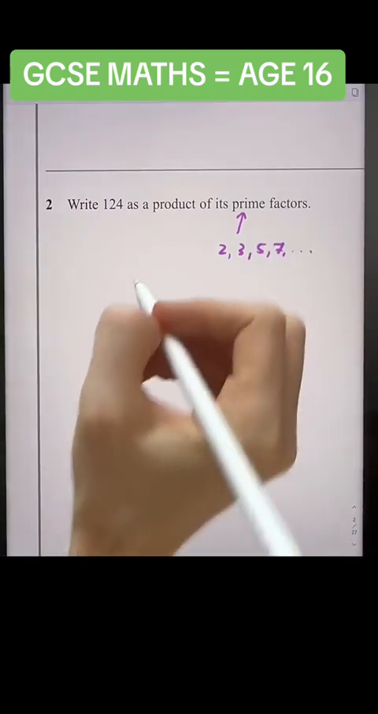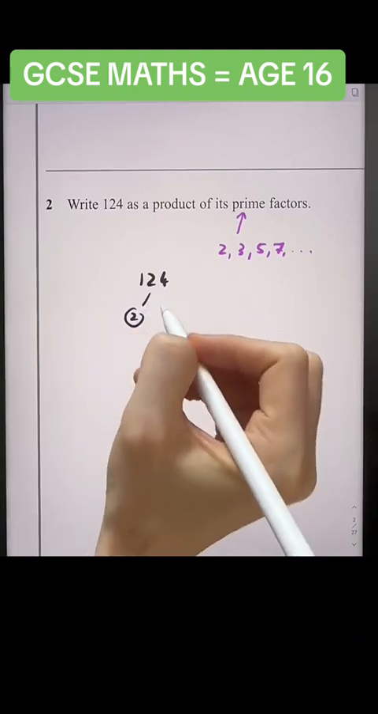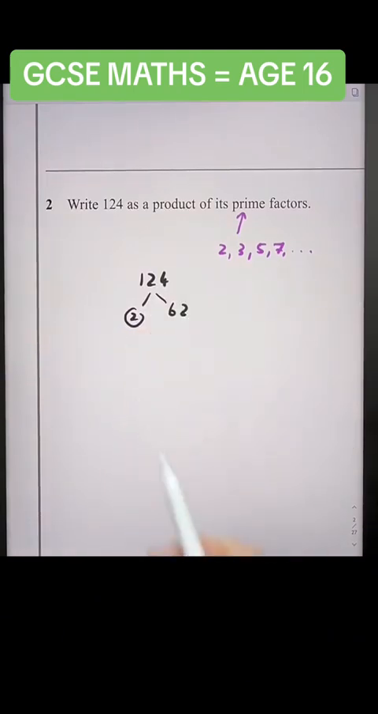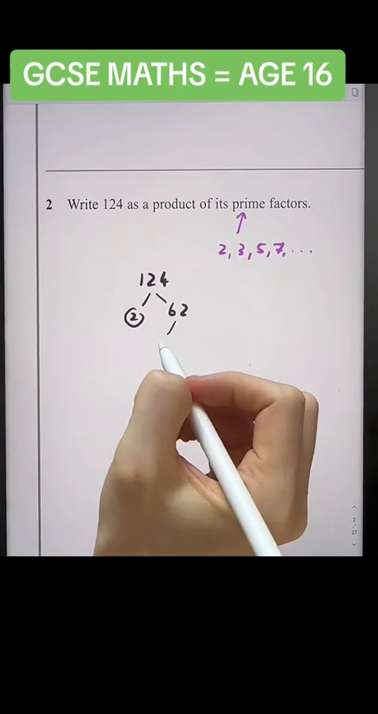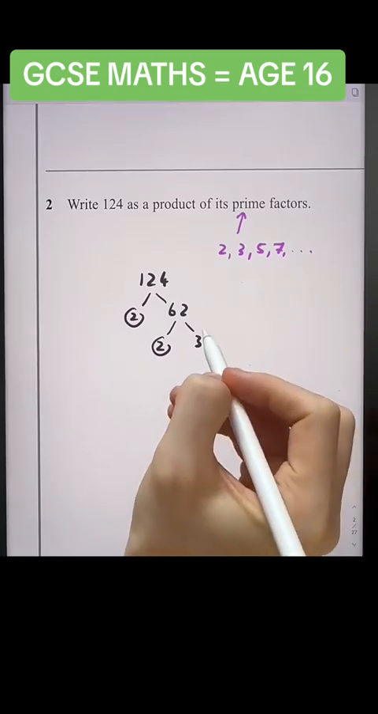Starting with my number 124, as it's even, I know that 2 is a factor. So therefore, 2 divides into 124, 62 times. If it's prime, we put a ring around it. Again, 62 is even, so I know 2 divides into 62, in this case 31 times. And 31 is prime, so I put a ring around it.